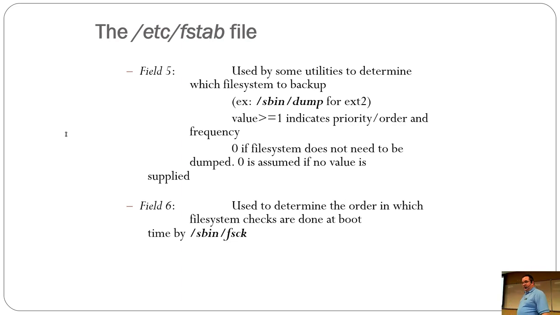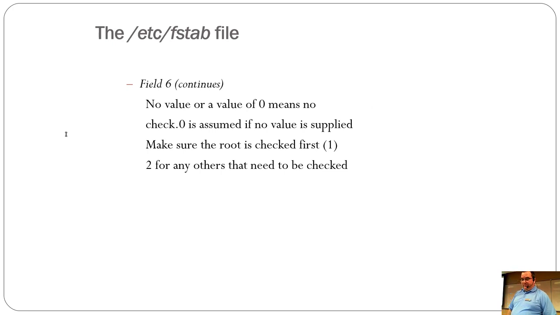Field 6 is to determine the order that the file system checks are done at boot. So sometimes when the computer boots up, every once in a while it'll do a check disk. This will tell it what order to do the check disk in. If they're all set to 0, it goes to the first one listed and works its way through, but you can go 0, 1, 2, 3, and it'll actually check them in that order. As you can see, that's the continuation of field 6, which I already described.